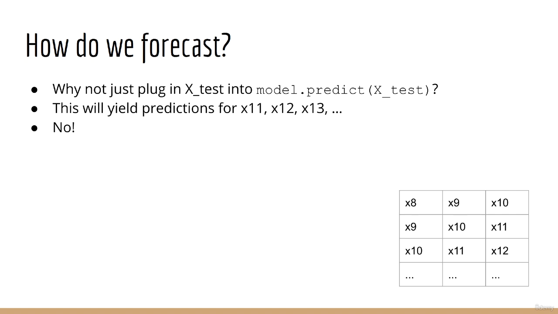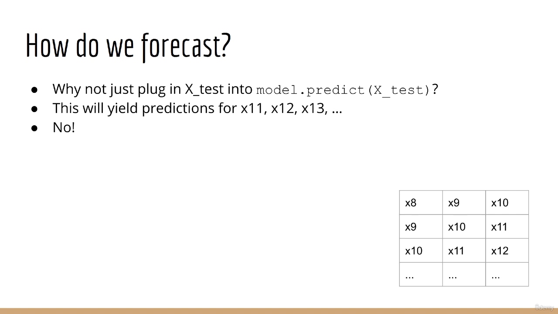Okay, so using this model, how do we forecast? Here's a common thing I see a lot. Let's say our test set consists of the data x11 up to x20, and we want to calculate the test accuracy on our test set. So you might say, take the data matrix that we see here, x8, x9, x10, x9, x10, x11, and so on, and plug that into model.predict. Then we'll get the predictions for x11, x12, x13, and so on.